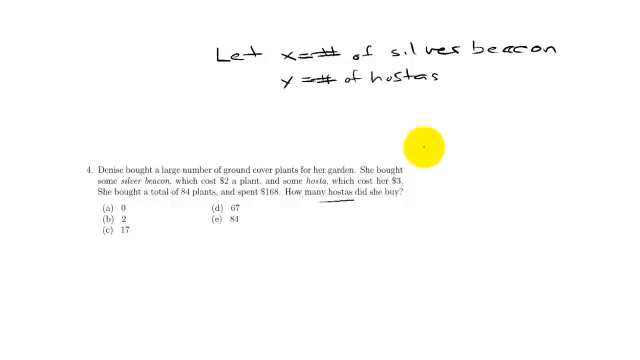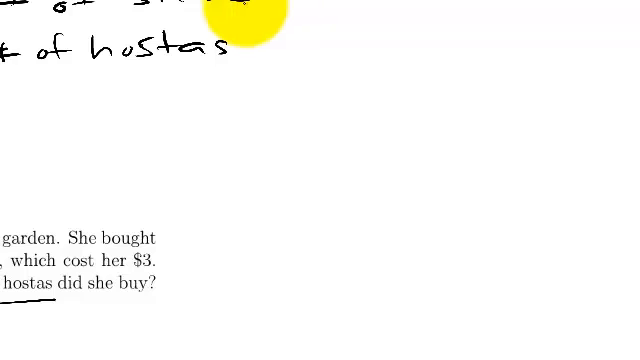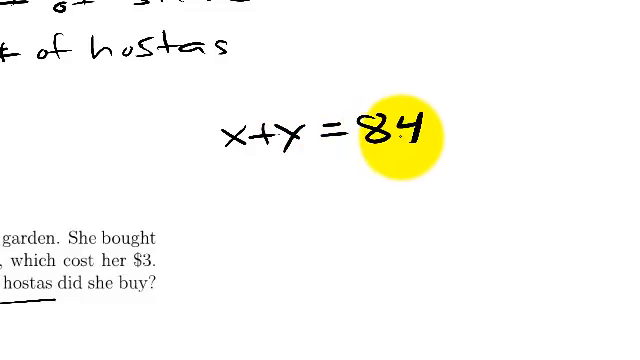Now we're going to have to come up with two equations, and we talked about in class how we have restrictions or conditions. The two conditions that I can see would be that we have 84 plants and we spent $168. So let's start with the 84 plants. If x represents the number of silver beacons and y equals the number of hostas, then if we were to add these two together, we should get 84, because that's our first condition.